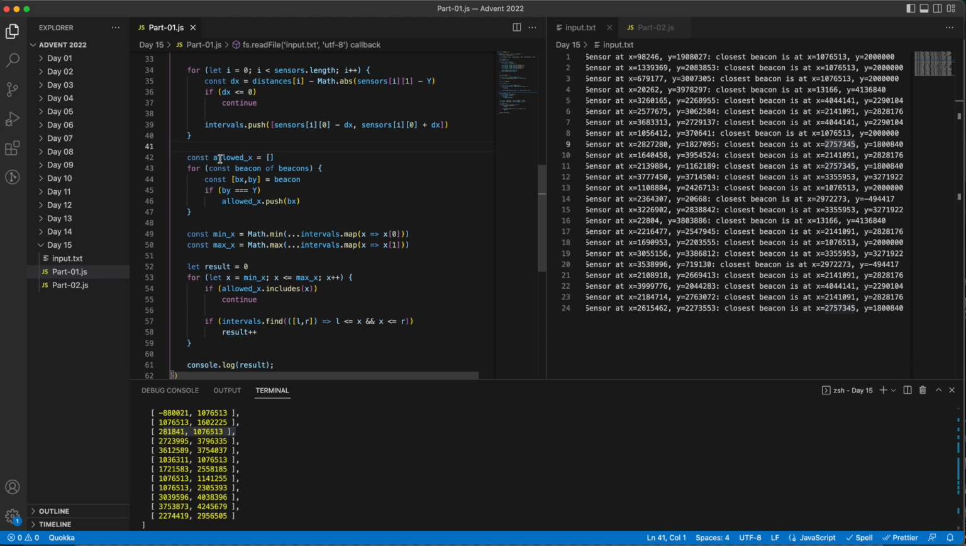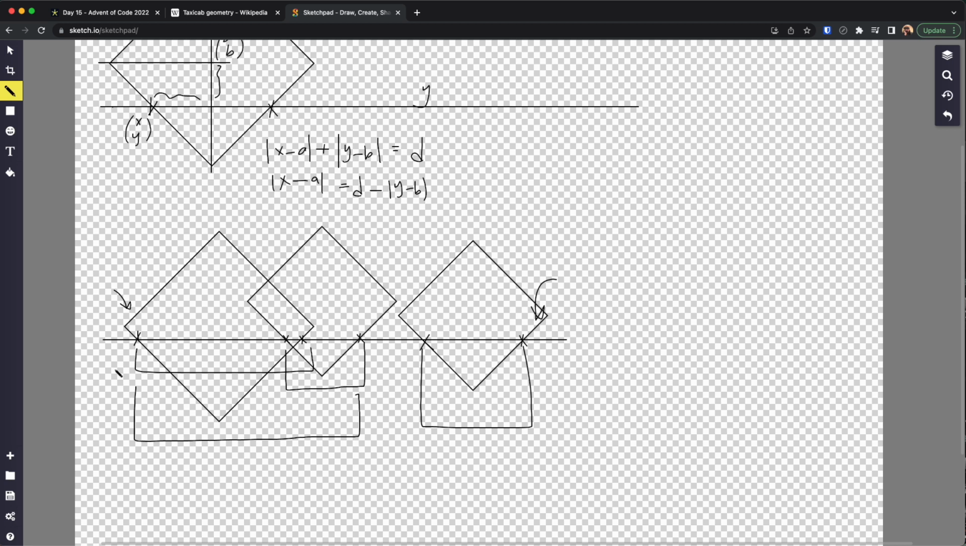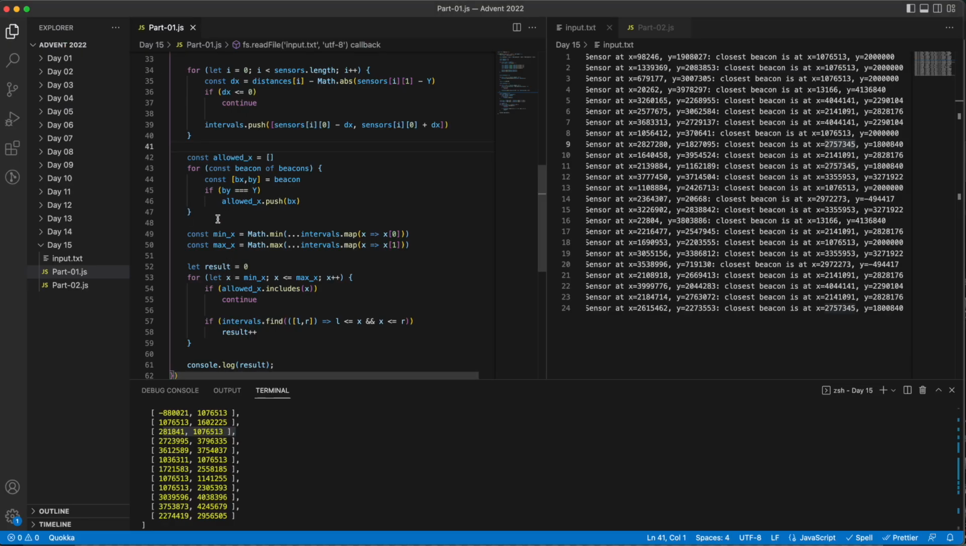And then we have the allowed x, which is the x position that is allowed, so to say, which is the beacon. So I will go through the beacons and see if there is any beacon that is lying on the line. So for example, if we have a beacon here, then this is allowed. I shouldn't count this out. This is allowed because this is mapped to this sensor and it's fine. So this is where I am taking those beacons out.